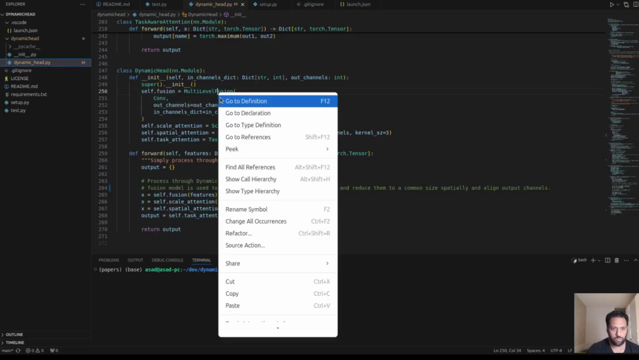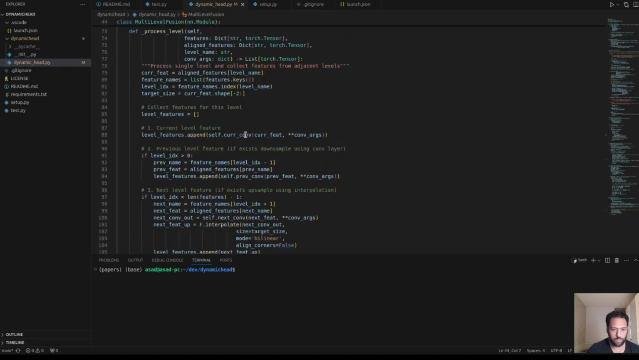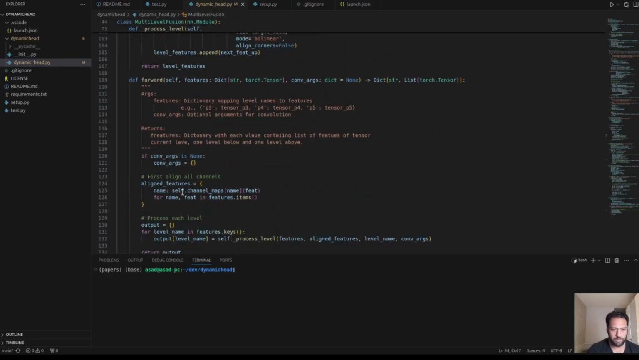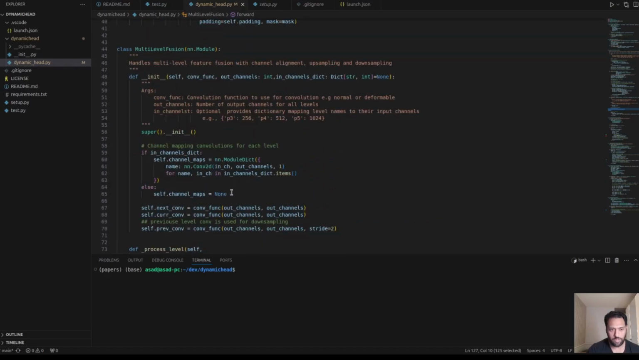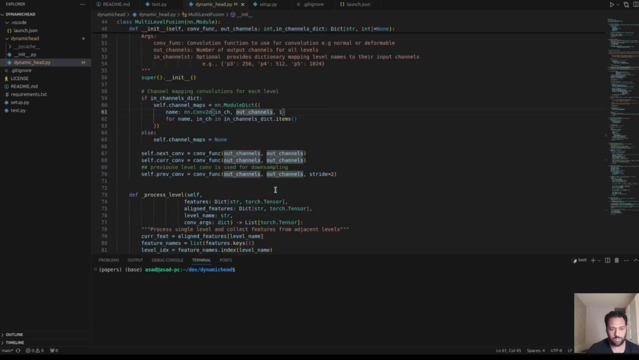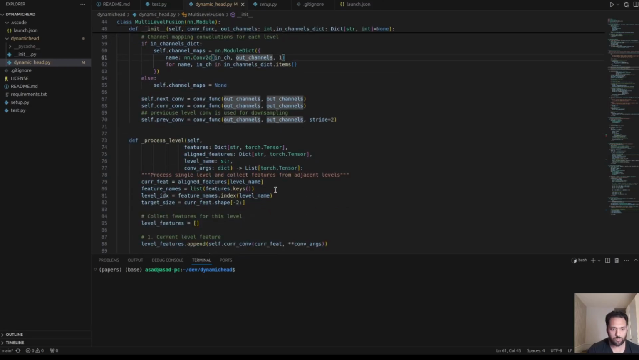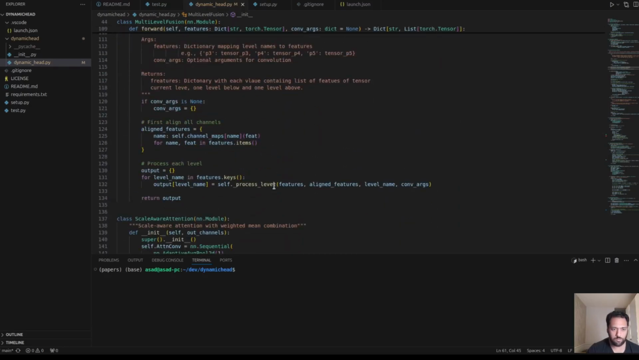If we go over to the code and see what it is doing, we go directly to the forward pass. It is first aligning all the feature channels to the same number of features, which is the output feature. If we go here, what self.channel_maps is doing is building a dictionary which maps from the input channel to the number of output channels, which are the input to this module. So that's the first thing it does.